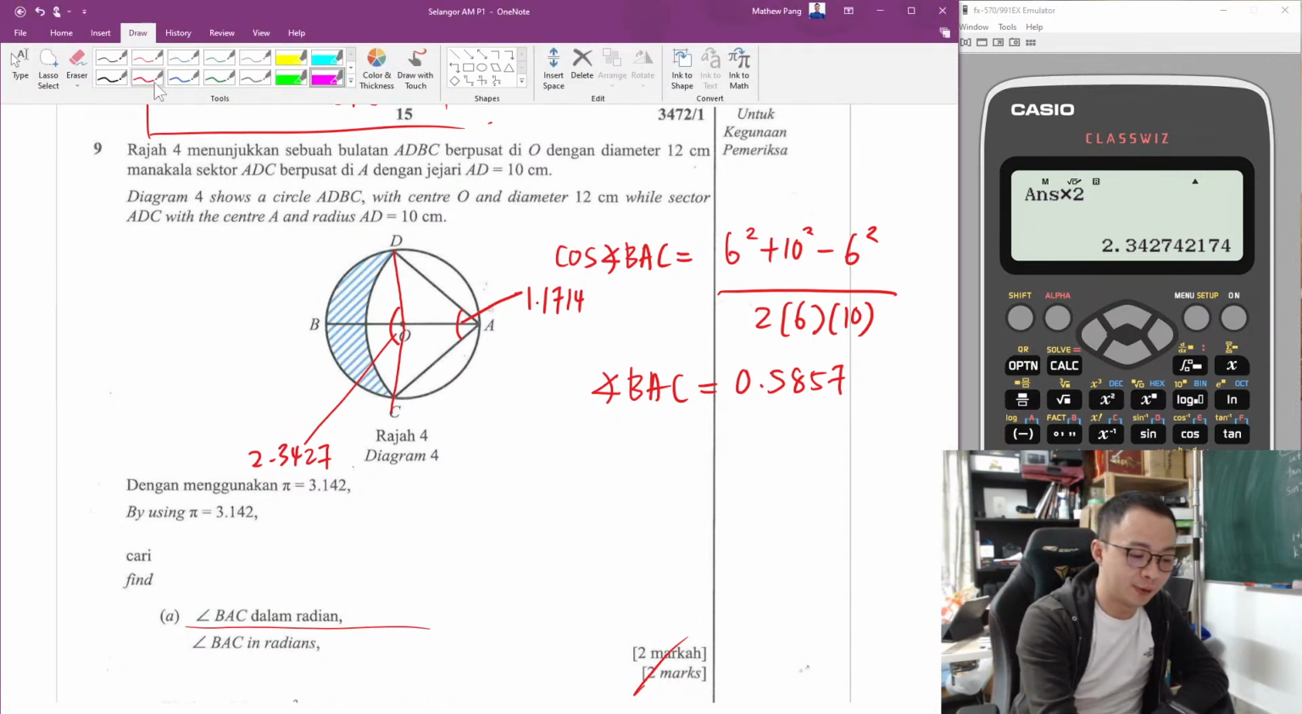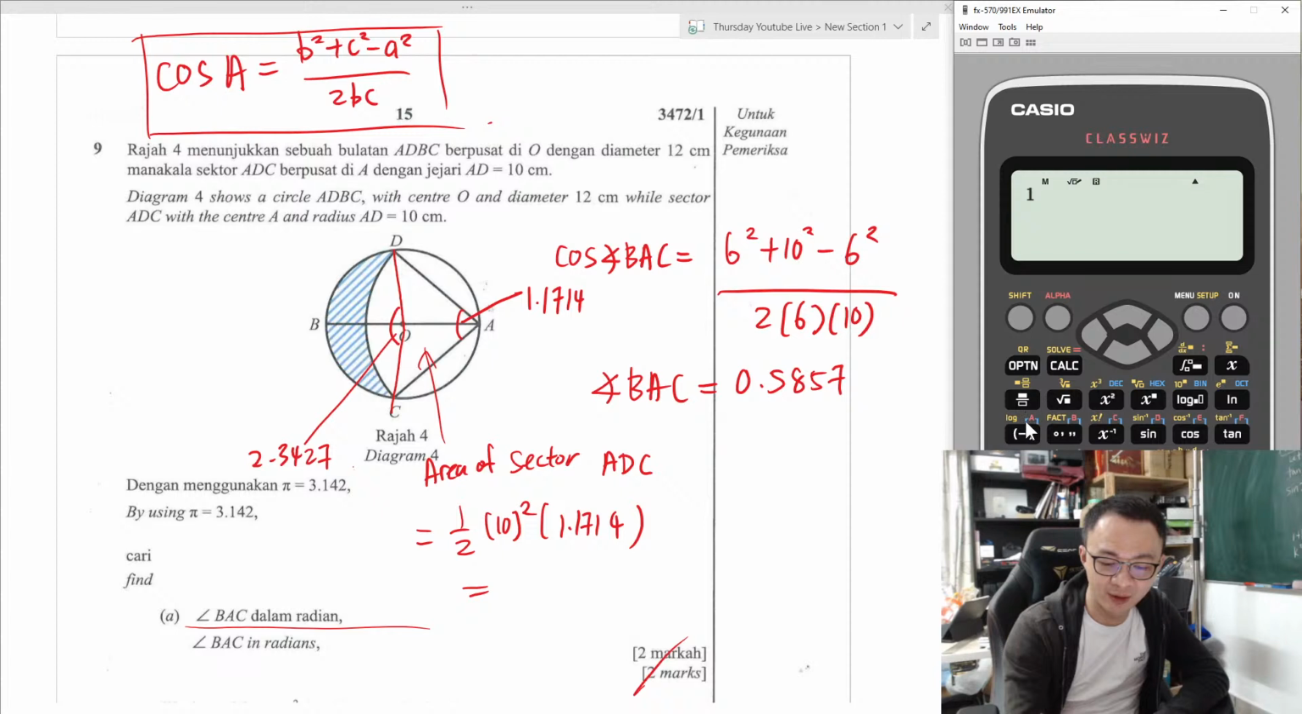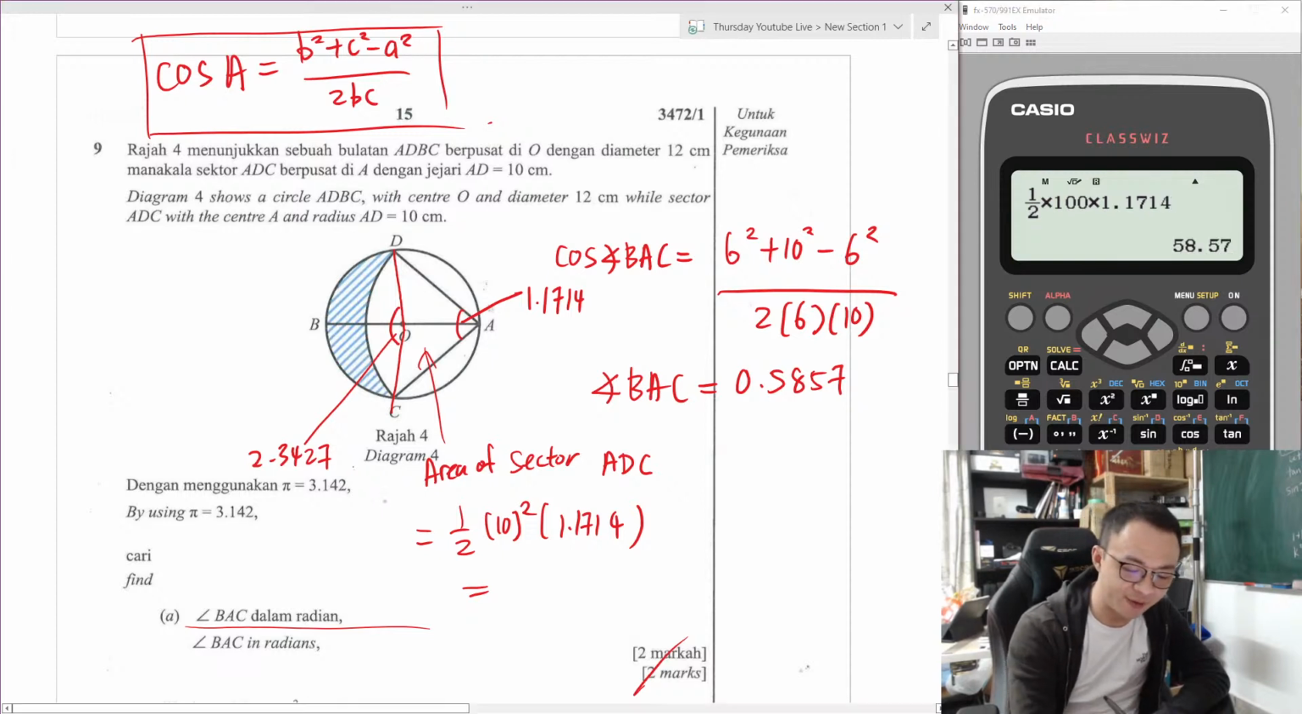Okay, so we find this sector, the white color one. We find the area of sector ADC. It will be half r squared theta, my r is 10, theta is 1.1714. So this is 1 over 2 times 100 times 1.1714. Alright, this area is 58.57 centimeter square.